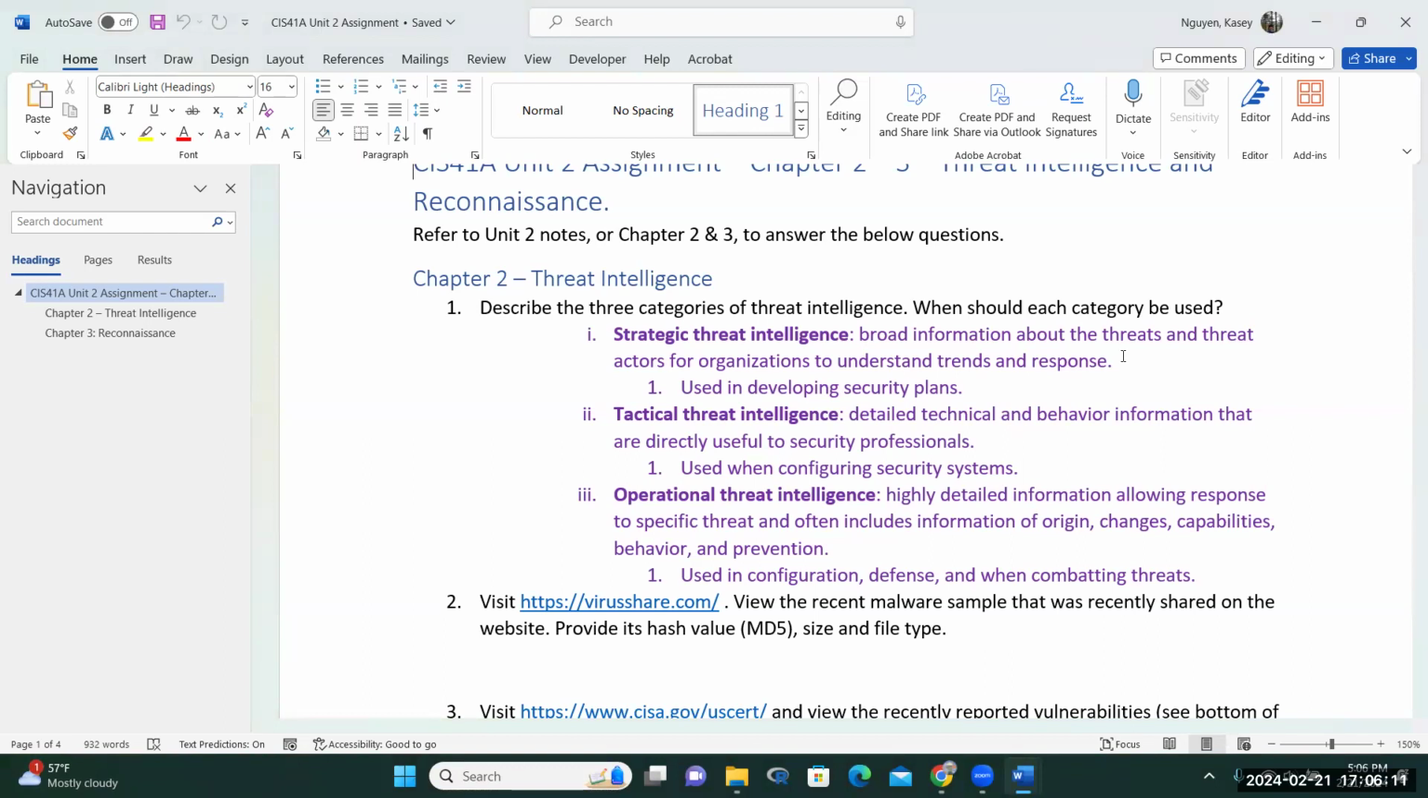So when do we use tactical threat intelligence? When we're configuring our systems, especially security systems, your firewall, your intrusion detection system, right? So tactical threat really belongs to the IT umbrella.